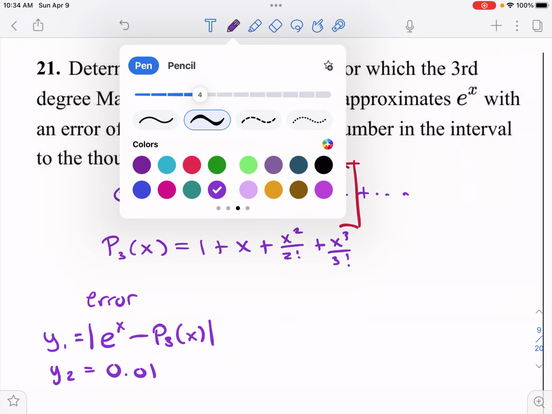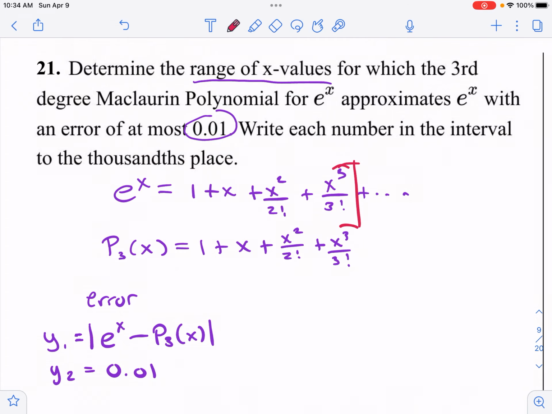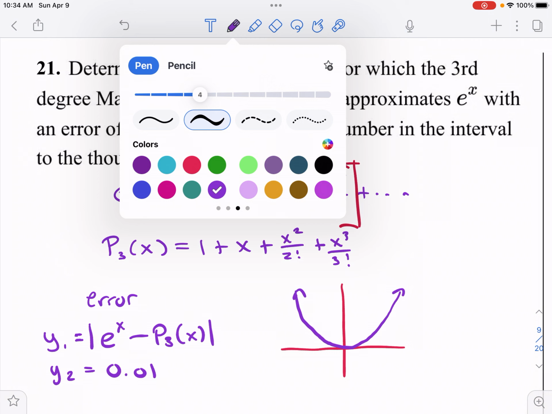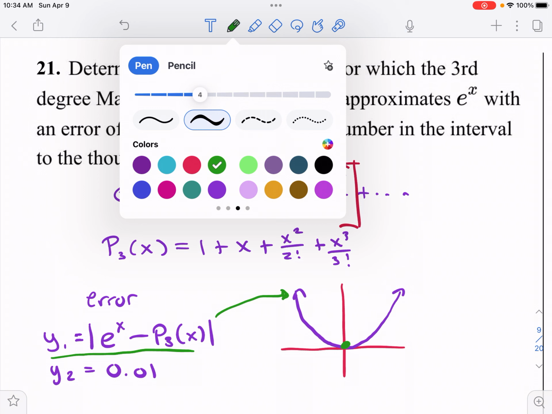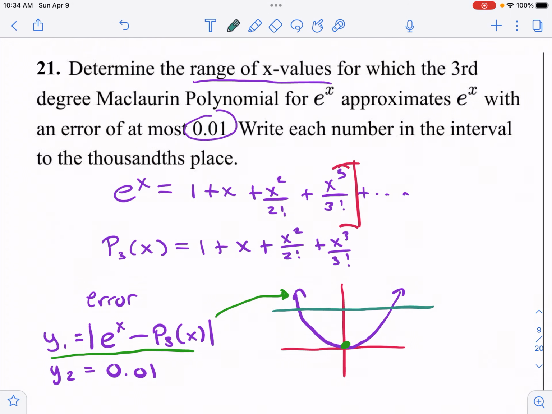Okay, that'll give you some graph that looks probably something like this, which you'll see in a second, some U-looking graph. Okay, there's our error. The error is going to be exactly 0 at the center. These are both centered at 0, so they're going to agree there. And then when I graph y equals 0.01, I'm trying to figure out where the error is below that, and the error is below that in between these two x values, which we're going to go find.